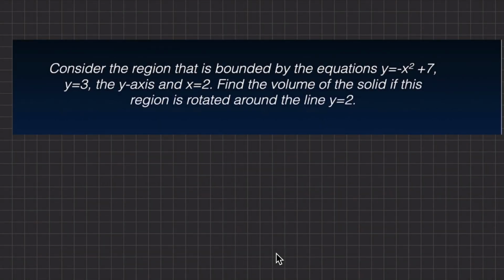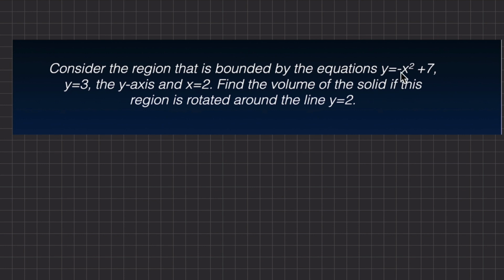In our first example, we are asked to consider the region bounded by the equations y equals negative x squared plus 7, y equals 3, the y-axis, and x equals 2. Find the volume of the solid if this is rotated around the horizontal line y equals 2. So I encourage you to go ahead and try to graph this region on your own.